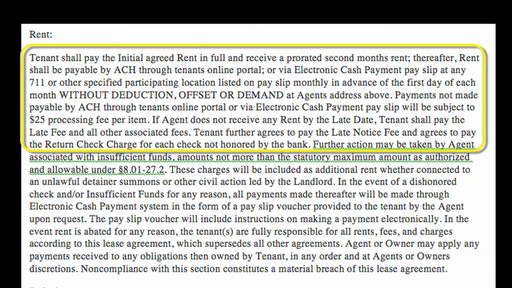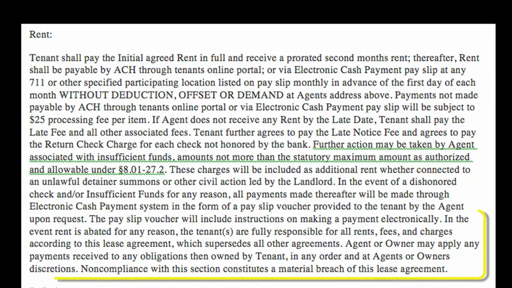If agent does not receive any rent by the late date, tenant shall be responsible for late fees and all other associated fees. Tenant further agrees to pay the late notice fee and agrees to pay the return check charge for each check not honored by the bank. Further action may be taken by agent associated with insufficient funds, amounts not more than the statutory maximum amount as authorized and allowable by Virginia law. These charges will be included as additional rent whenever connected to an unlawful detainer, summons, or other civil action by the landlord in the event of the dishonored check and/or insufficient funds.